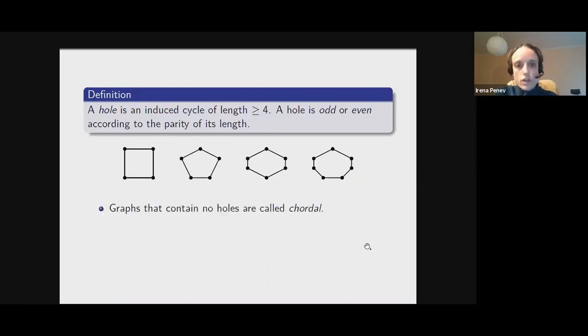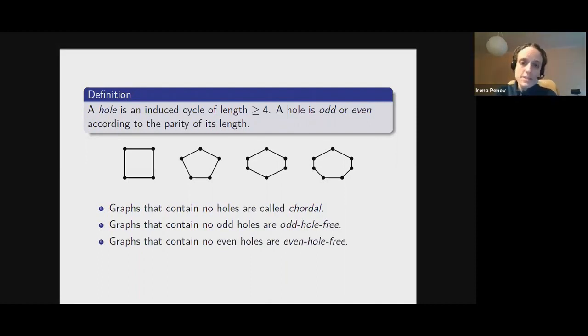Now, as most of you probably know, graphs that contain no holes are called chordal. And again, when I say it doesn't contain a hole, it's as an induced subgraph. So graphs that do not contain any induced cycles of length at least 4, they're called chordal. So that's a famous class. But also we have these odd hole-free graphs. So that's graphs that do not contain any odd holes. And similarly, even hole-free graphs. So graphs that do not contain any even holes.